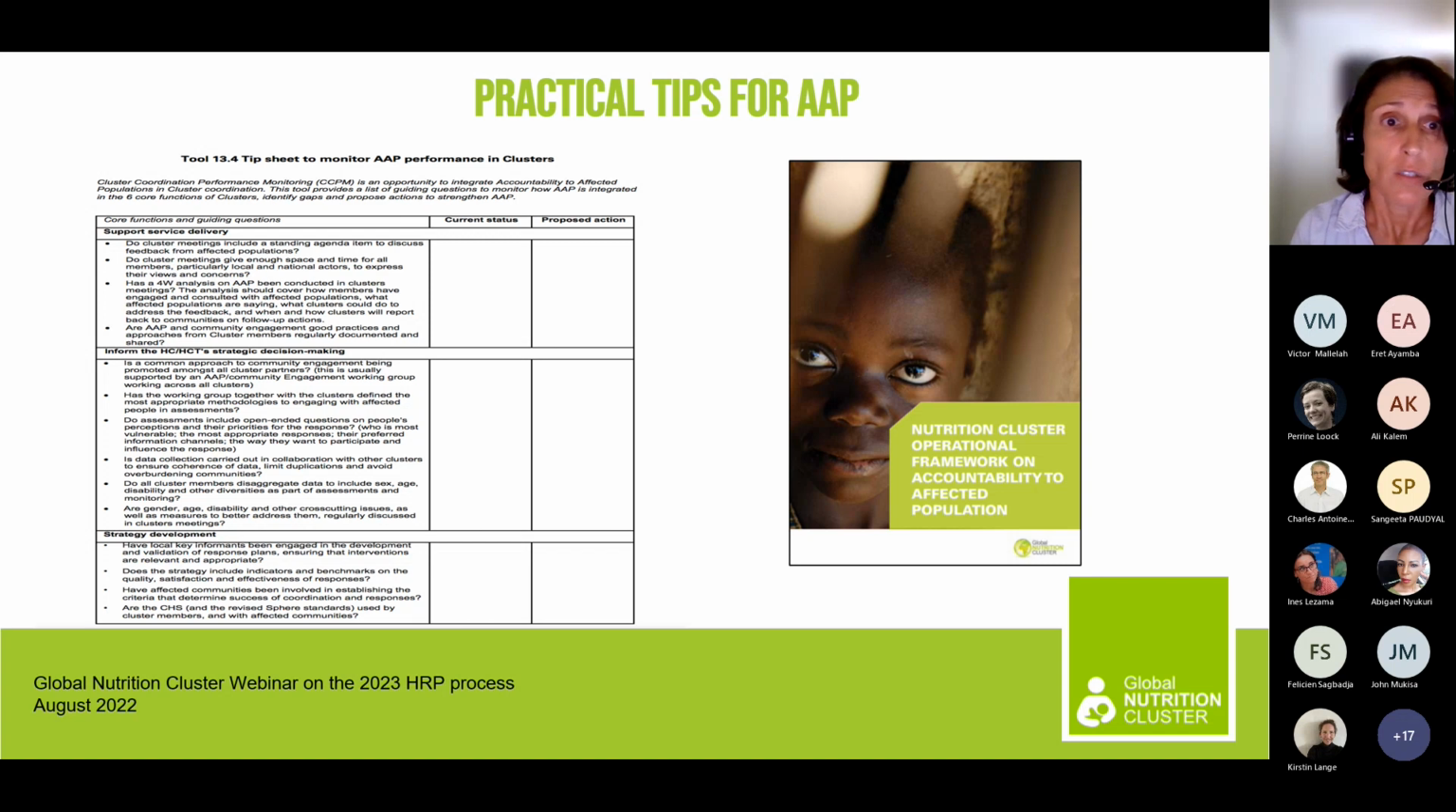Like the GBV and disability ones, there is also a tip sheet, of which you can see an extract here, that has been developed by our colleagues. It helps you look specifically at how we monitor AAP performance in clusters. We can also use the CCPM as a framework. This tool could be useful when developing the HRP, as it provides examples. We invite you to look at this tip sheet when you develop your HRP and touch base on AAP specifically, and we'll share that with you also.